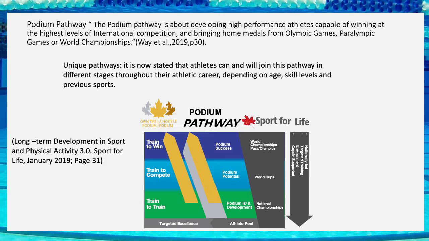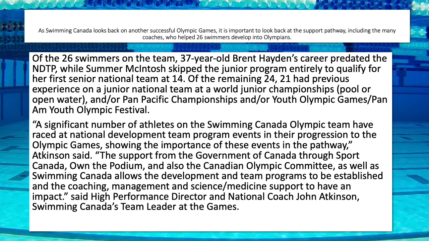We have a bunch of new, younger males, roughly 18-year-olds that were just on the last Olympics. And as they keep moving along the podium pathway, hopefully they'll be in the train to win spot by Paris. Of the 26 swimmers on the team, there's a 37-year-old, Brent Hayden, who did sprint freestyle, and his career predated the National Development Team Protocol, and Summer McIntosh skipped the entire junior program entirely to qualify for her first junior national team along with another young lady.